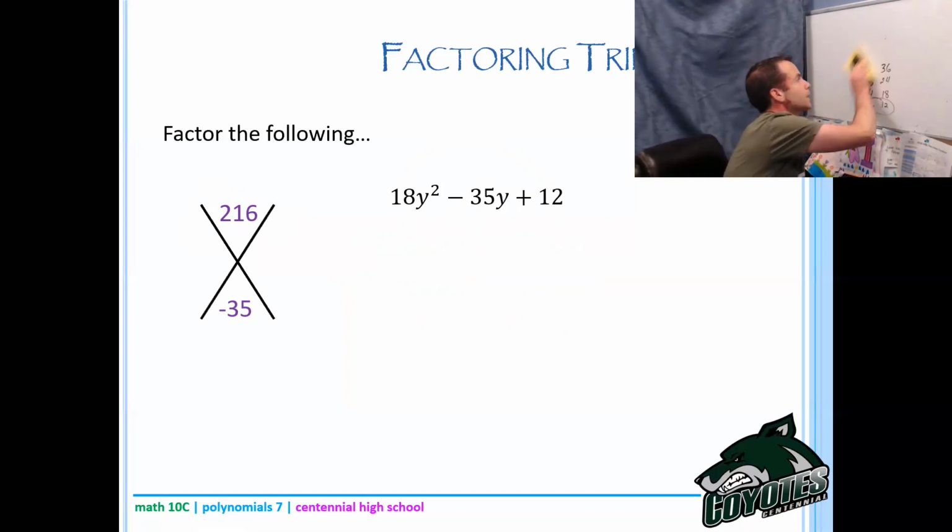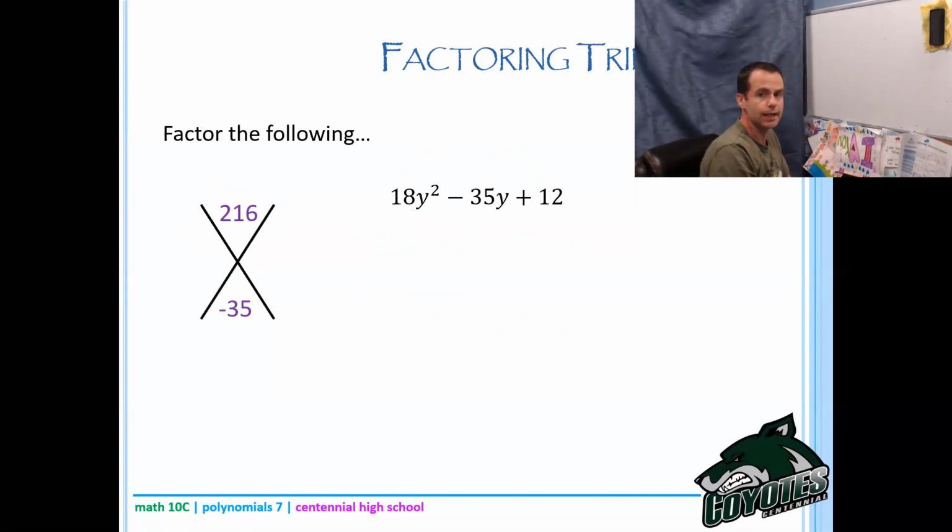I've got my calculator handy. We're going to do this together so that I prove to you it does not take as long as you might feel. When I add these together, I get a negative answer. And when I multiply them, I get a positive. That means both numbers have to be negative, okay? So first one is going to be 1 and 216. If I make those both negative, that is not going to get me negative 35. Next guy is negative 2 and negative 108. That's not going to work.